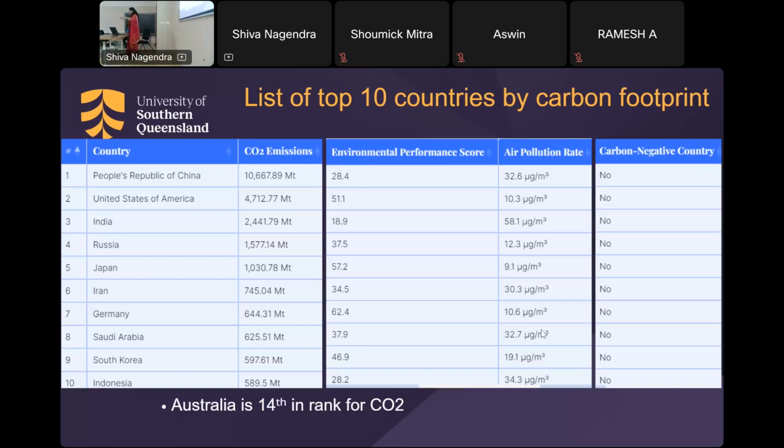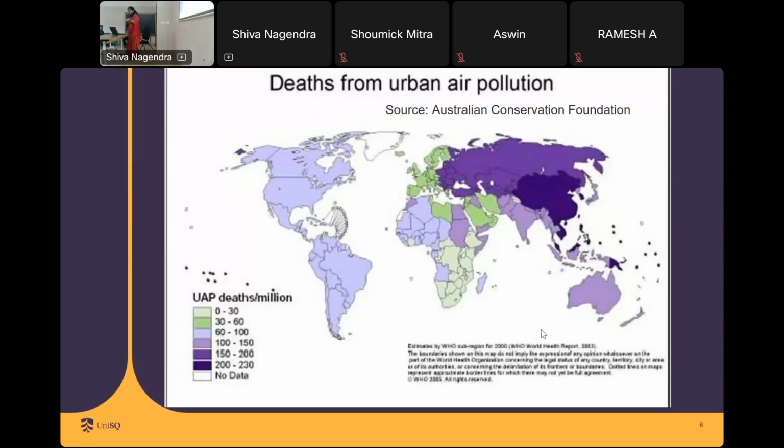So if we say that Australia is emitting less or having a lower carbon footprint, it's not a fair comparison compared to a developing country such as India or Pakistan or China, where the population is immense. For total carbon dioxide, the rank of Australia is 14th. This slide depicts per capita emissions or deaths from urban air pollution.